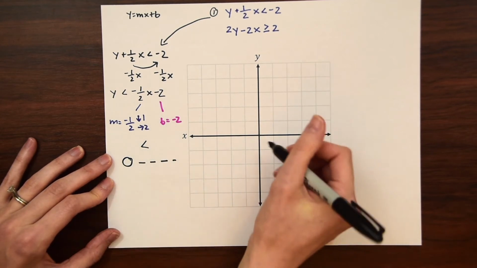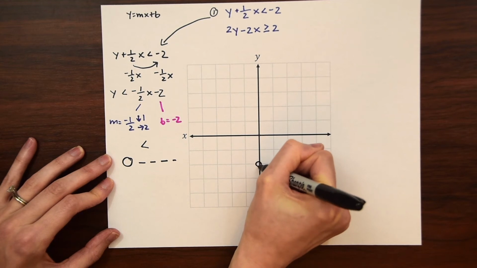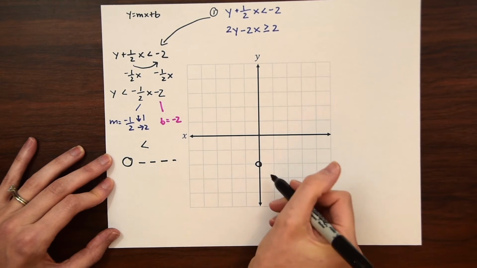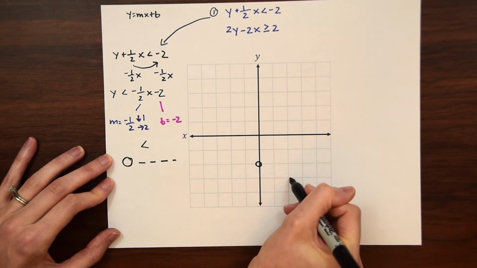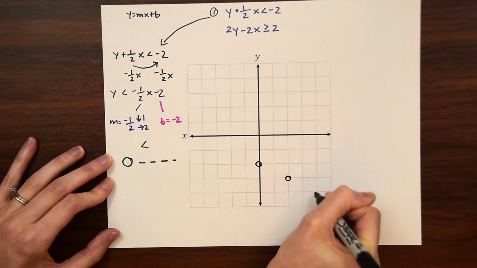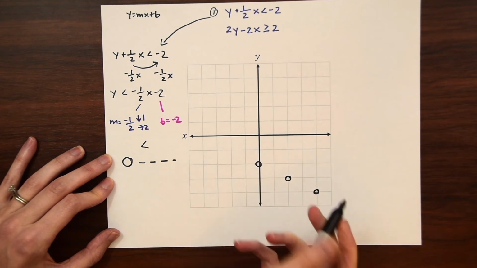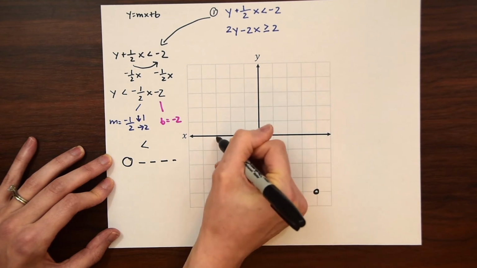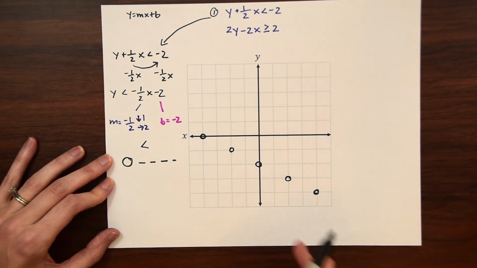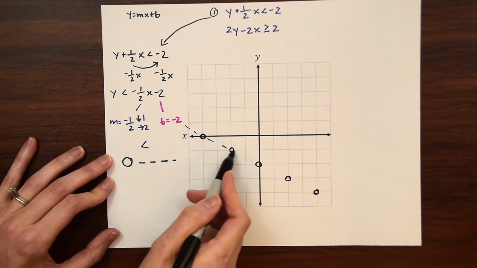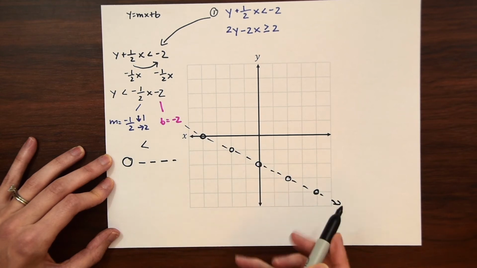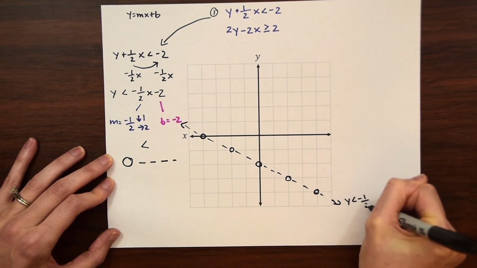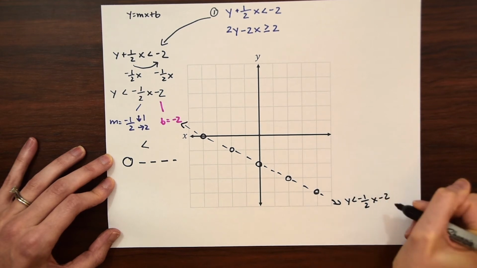The y-intercept is -2. Open circle, and then now we're just going to follow our slope rule. So we go down 1 and then to the right 2. Open circle, down 1 to the right 2, and we could go the other way, doing the opposite: up 1 to the left 2. And now to connect the dots, we're just going to use that dotted line and label our graph. So this is y is less than -1/2 x minus 2.